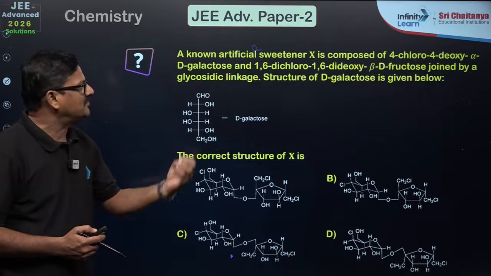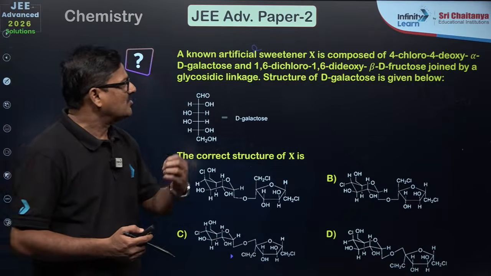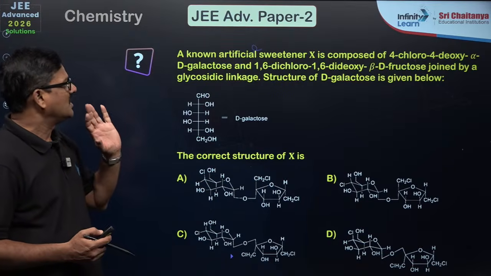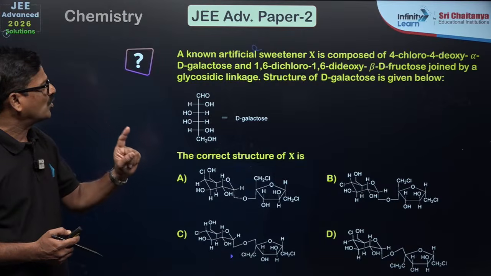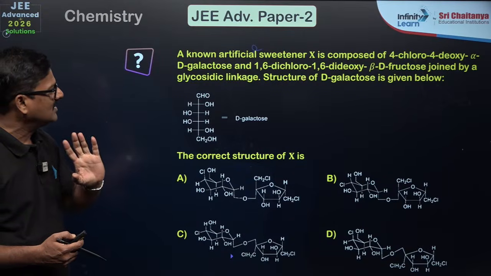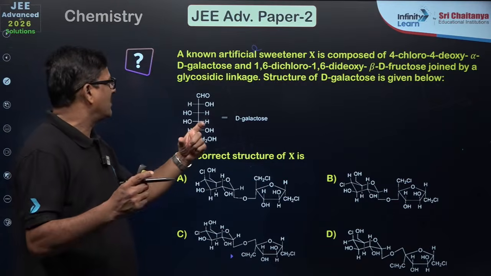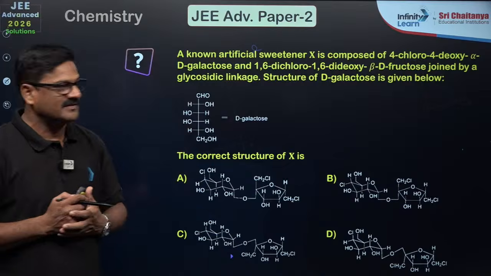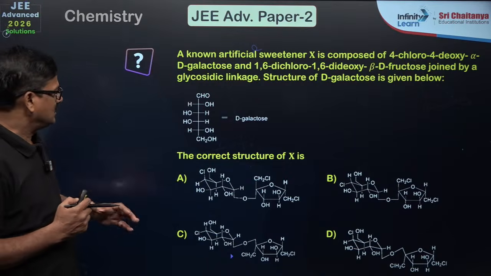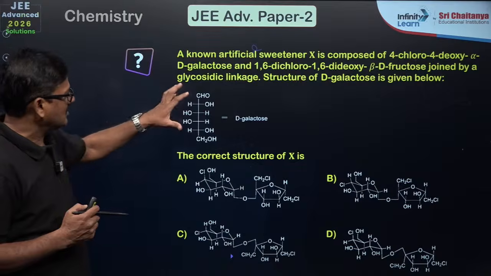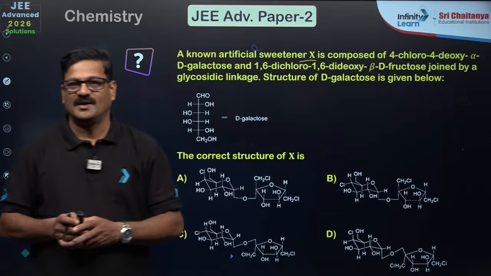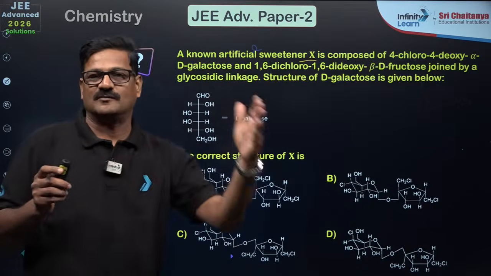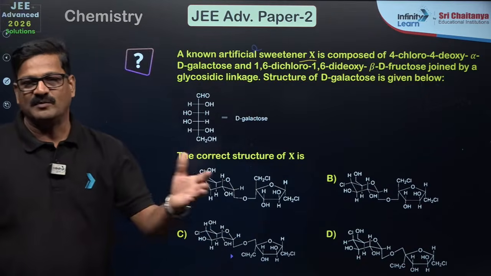A non-artificial sweetener X is composed of 4-chloro-4-deoxy-alpha-galactose and 1,6-dichloro-1,6-dideoxy-beta-D-fructose joined by a glycosidic linkage. The structure of galactose is given below. So the structure of this X is supposed to be... If you know how to draw the open chain structure and convert it into a ring structure, the game is done.